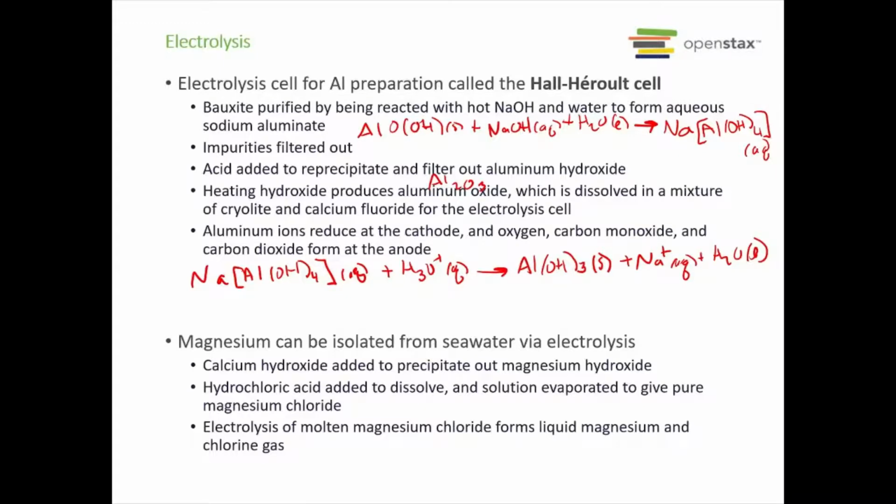And then we can dissolve that in a mixture of cryolite. Cryolite is Na3AlF6. You don't have to memorize these formulas, just kind of giving you some information. And calcium fluoride. And then it goes into the cell to undergo electrolysis. And so the aluminum ions then reduce at the cathode of the Hall-Héroult cell, and then we get oxygen, carbon monoxide, and carbon dioxide that form at the anode.